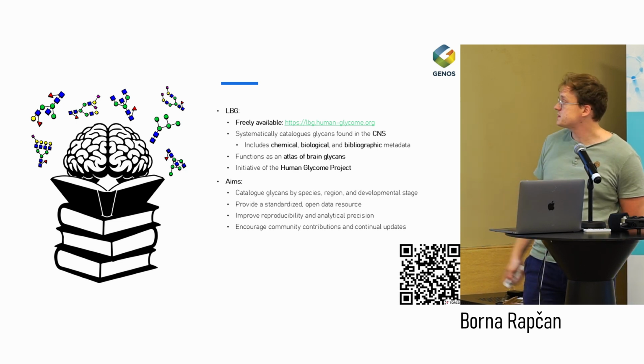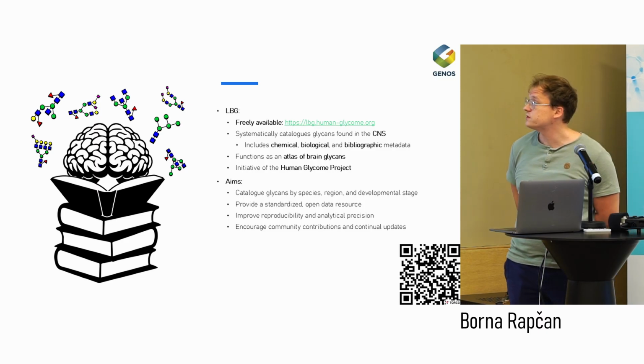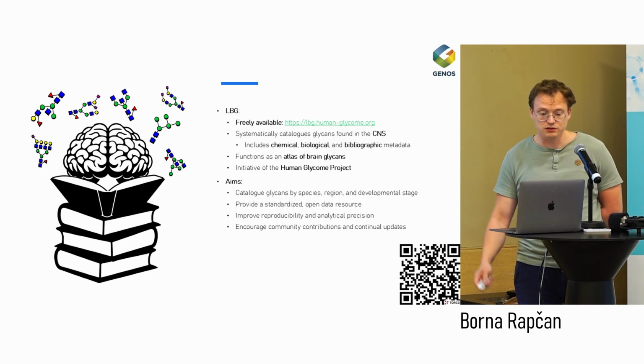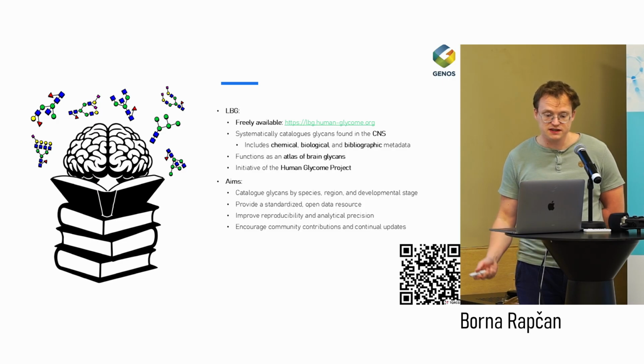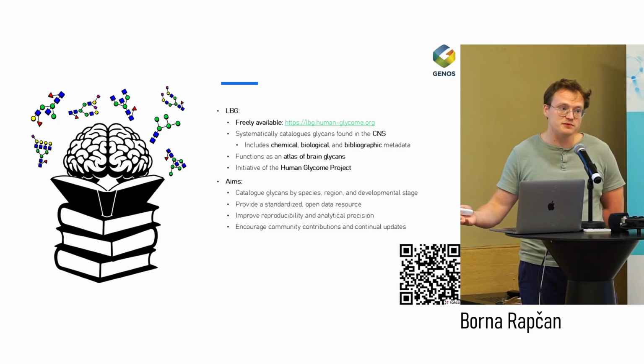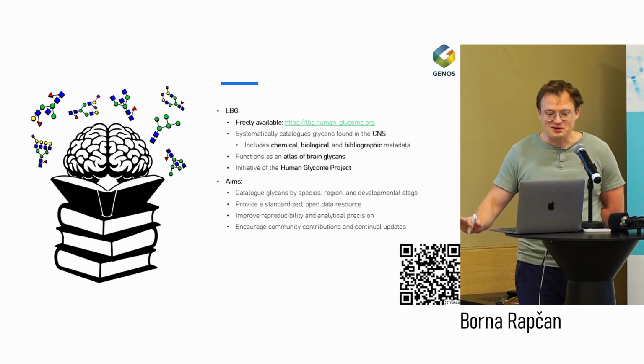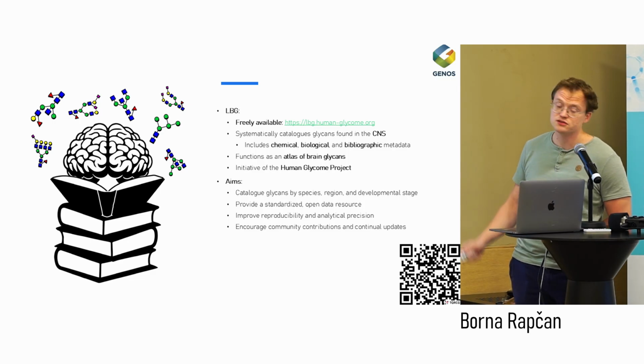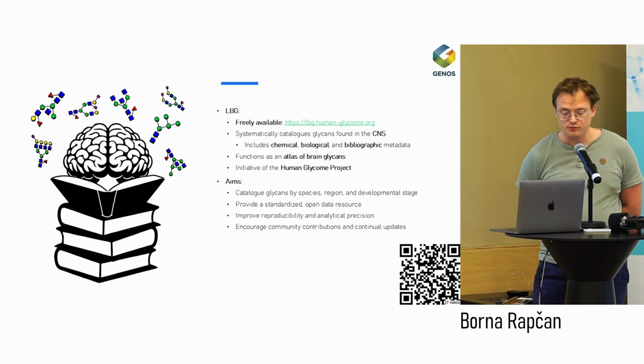You can find it on this website, and you can also use our QR code to take you directly to the website. So our goal was to systematically catalog all the glycans found in the central nervous system. They include chemical, biological, and bibliographic metadata, and I will touch on this multiple times over this lecture, so you can remember it for later. Its core idea is to function as an atlas for brain glycans, and it's an initiative of the Human Glycome Project. And as you can see, you can find it on the Human Glycome Project website.